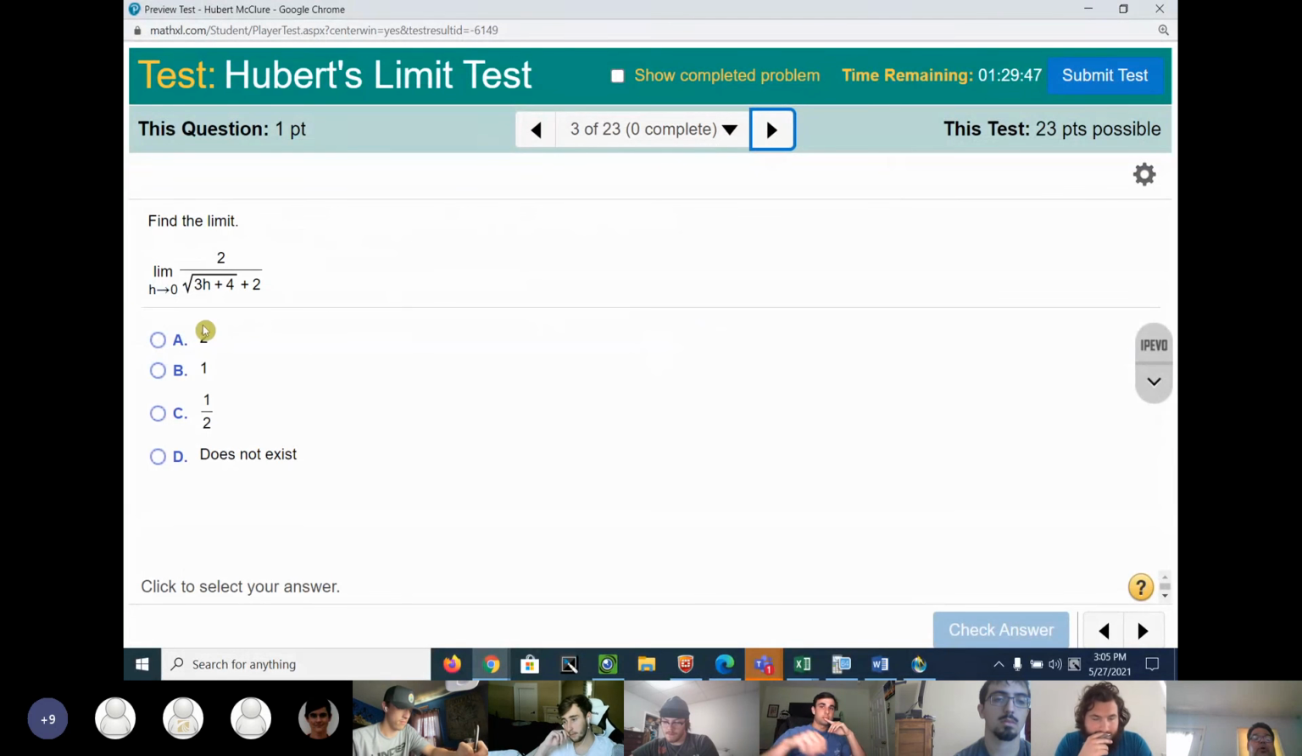Next. There's a limit. What are you going to do with this one? Are you going to use algebra or plug and chug? Plug and chug, because there's nothing in the numerator to do algebra with. Can't do any algebra with 2. So 3 times 0, 4, square root of 4 is 2. 2 plus 2 is 4. 2 over 4 is 1/2. So 1/2 is your answer.